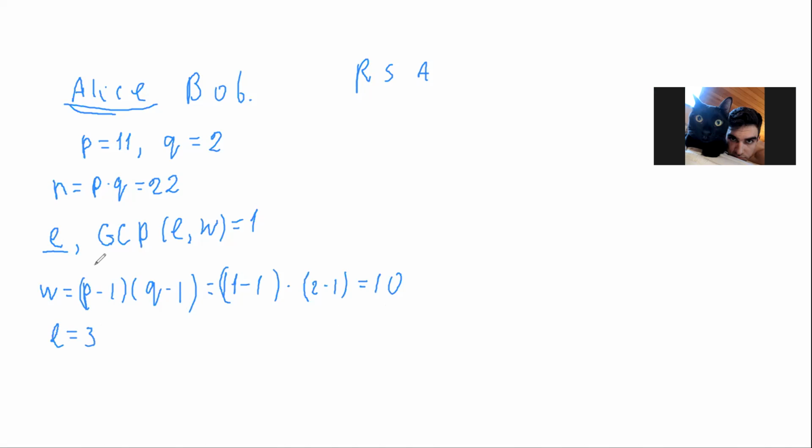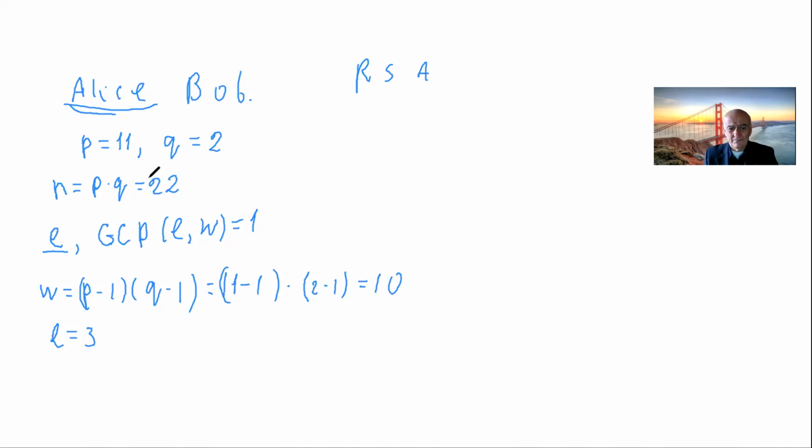Okay. Now Alice has everything to encrypt, but not everything to decrypt. About decryption, we will talk later, but first let's discuss encryption. Now, these two numbers, 22 and 3, are public numbers.